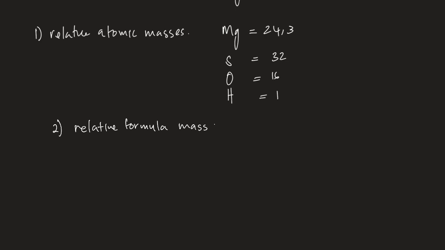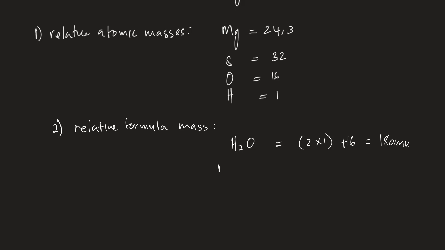You're not going to do it in this many steps. You'll do it in fewer steps as you get used to it, right? So you've got the relative formula mass of H2O, which is going to be 2 times 1 plus 16, and that's going to give you 18 AMU.